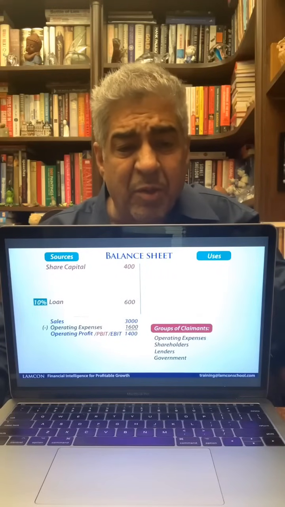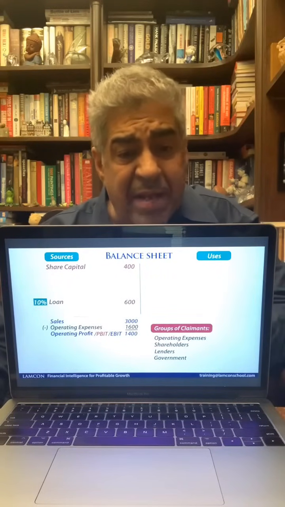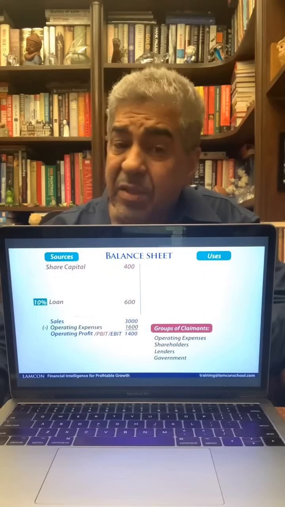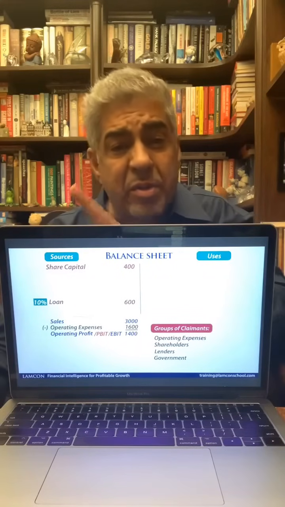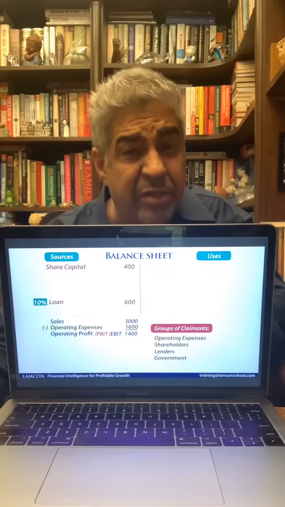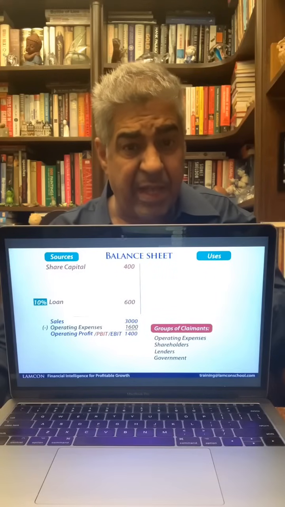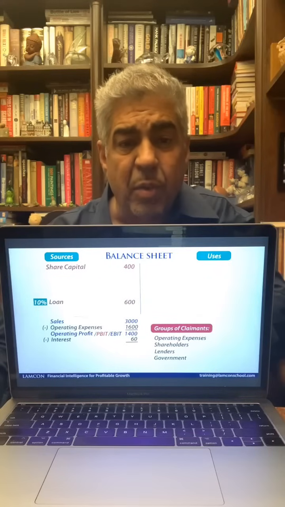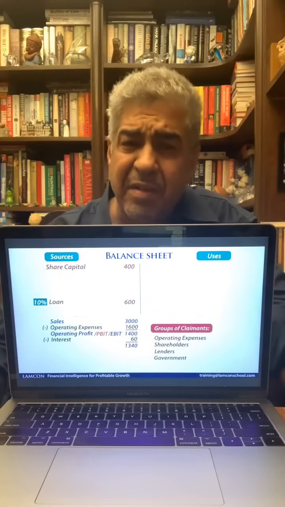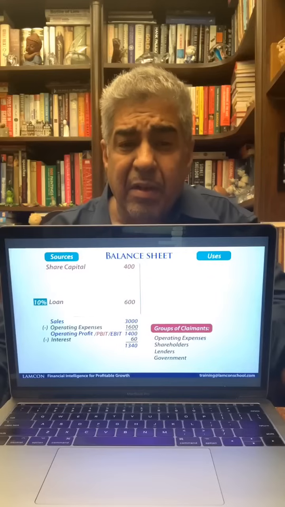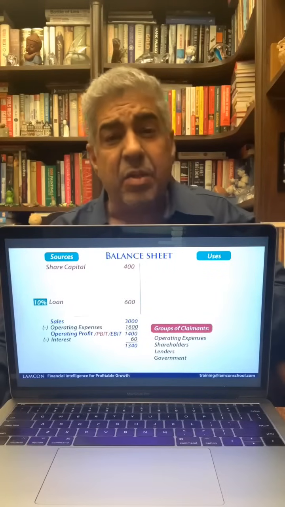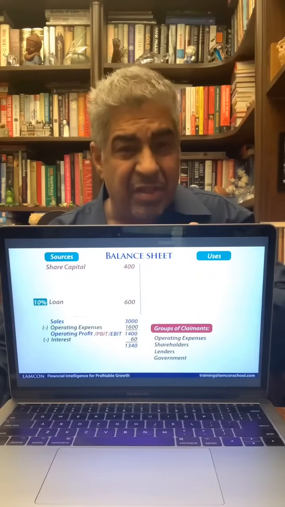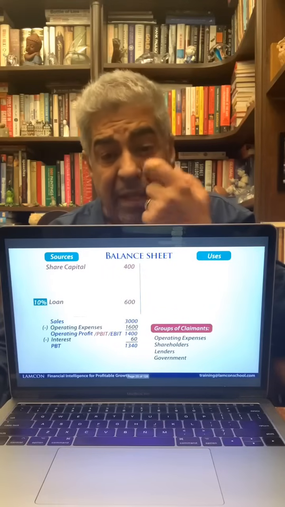Tanya, you're absolutely right. Now you will pay the lenders. How much has this organization borrowed? They have borrowed 600. At what rate of interest? At the rate of 10%. So how much will they pay the lenders? 60. That leaves you with 1340. What is the 1340 called? From PBIT, you have now paid I, interest. So what is left will be called PBT.